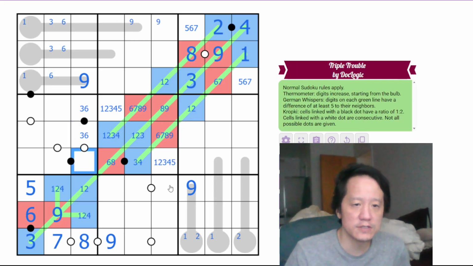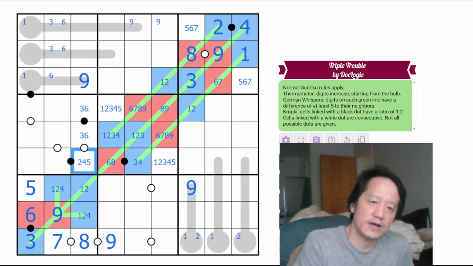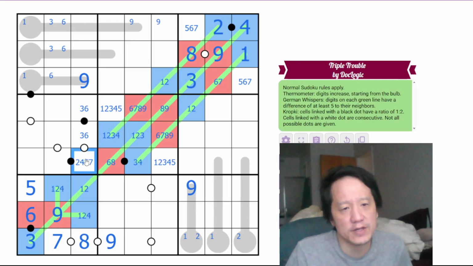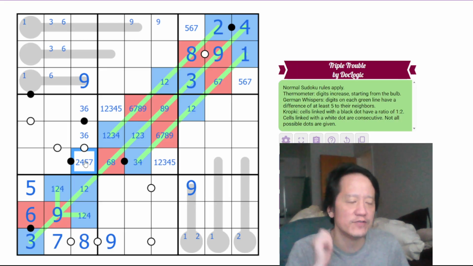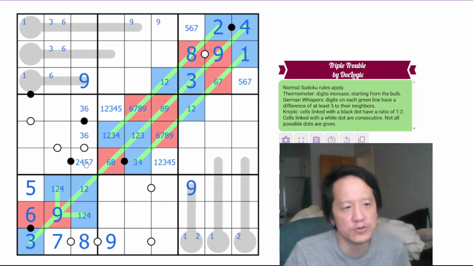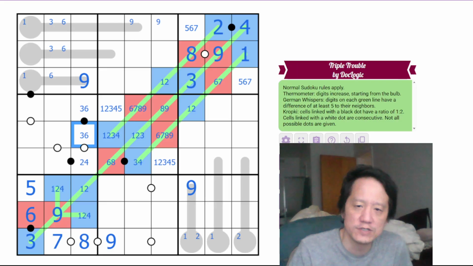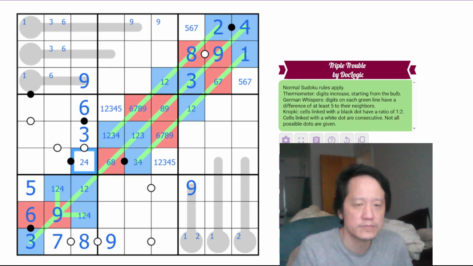3 and 6 are next to 2, 4, 5, or 7, right? 3 can be next to 2 or 4. 6 can be next to 5 or 7. But 5 and 7 can't be next to a black Kropke dot. 5 is doubled 2.5. 7 is doubled 3.5. If you double 5, you get 10. And 7 doubled is 14. So this has to be 2 or 4, which forces this to be 3, which forces this to be 6.